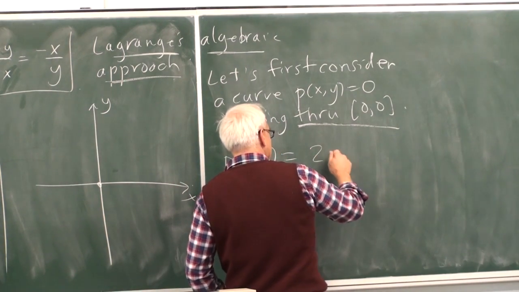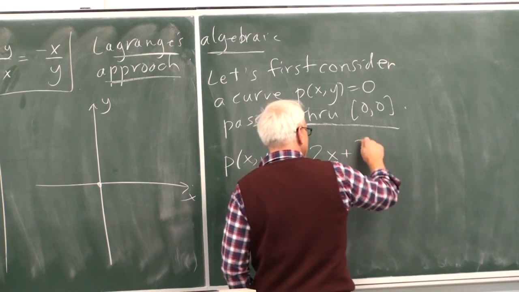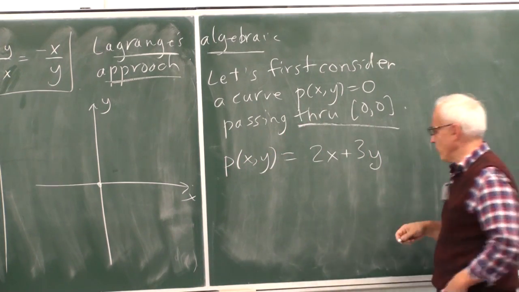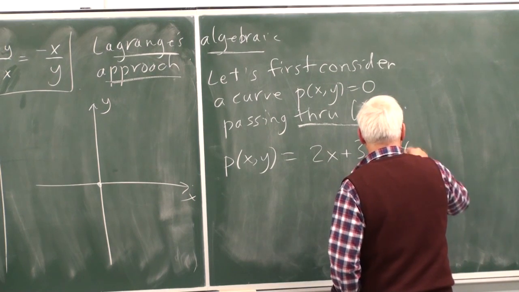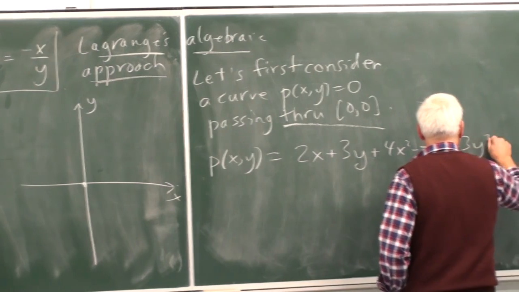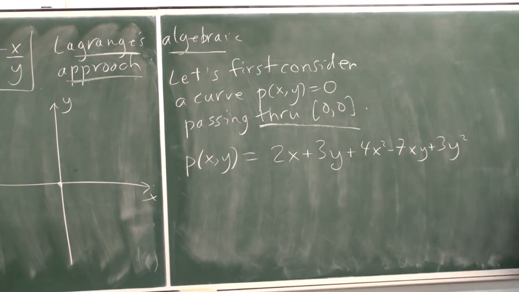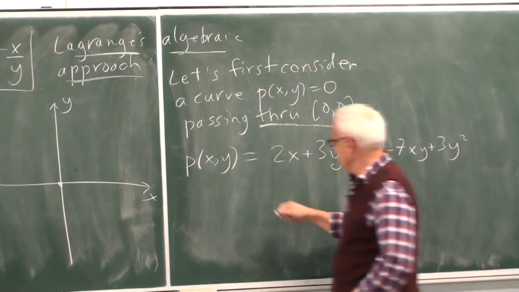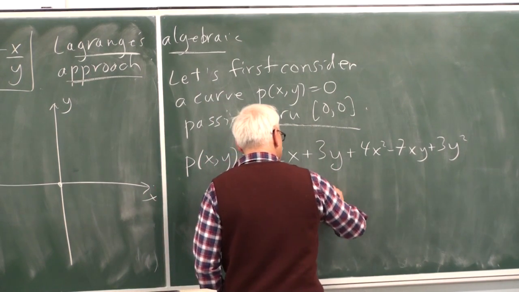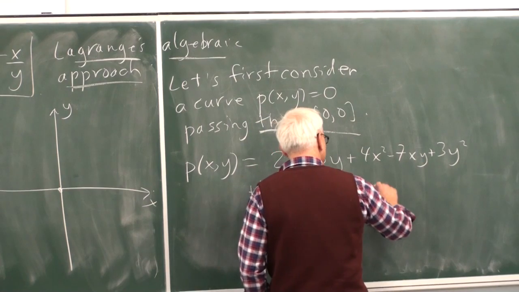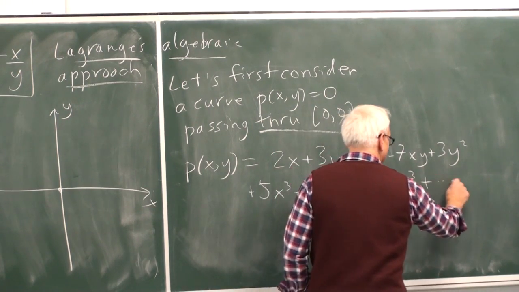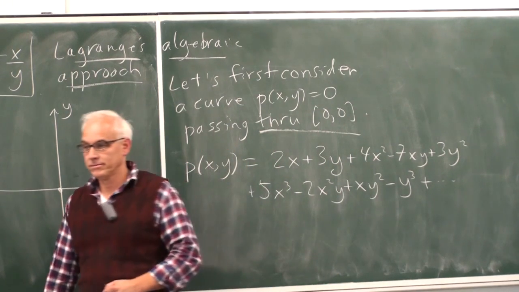Oh, let's make an example up. So say 2x plus 3y, that might be the linear terms. And then we can expect some quadratic terms, perhaps 4x squared minus 7xy plus 3y squared. And then we can expect perhaps some cubic terms, perhaps like 5x cubed minus 2x squared y plus xy squared minus y cubed. And we can keep going to whatever degree we like.